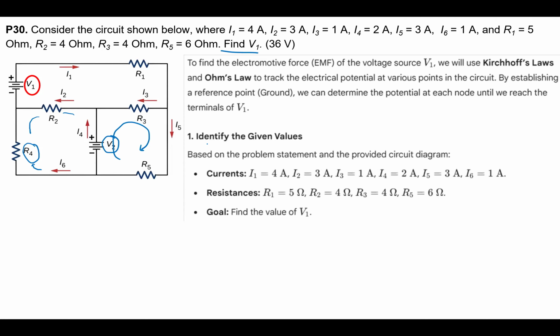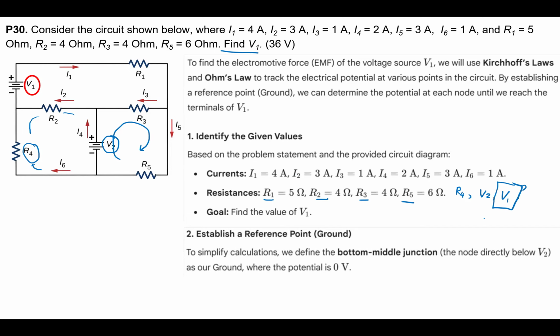So we know I1, I2, I3, I4, I5, I6. All the currents are given. And the R1, R2, R3, R5 is given. Okay. But the R4 is not given. And the V2, V1 is not given. Okay. And we need to find out V1. And if you look at this, we are going to do several steps to eventually get the V1. Okay, so now let's find out what we can do.